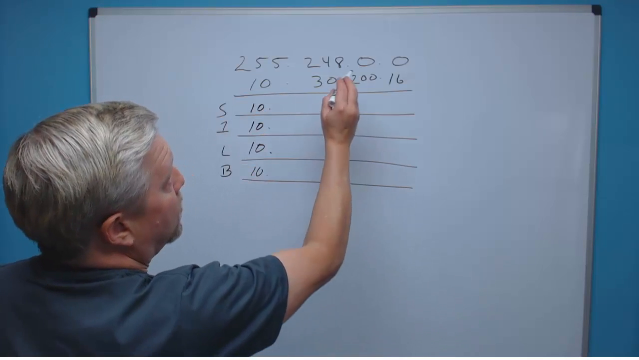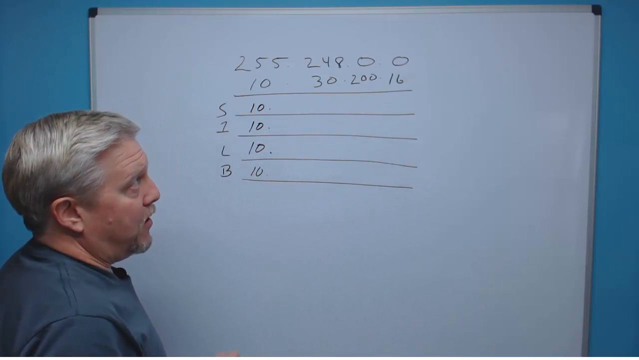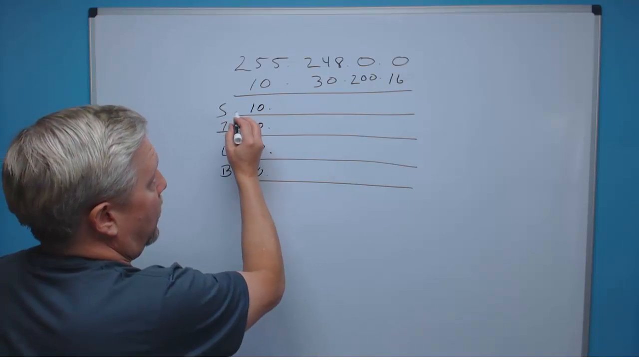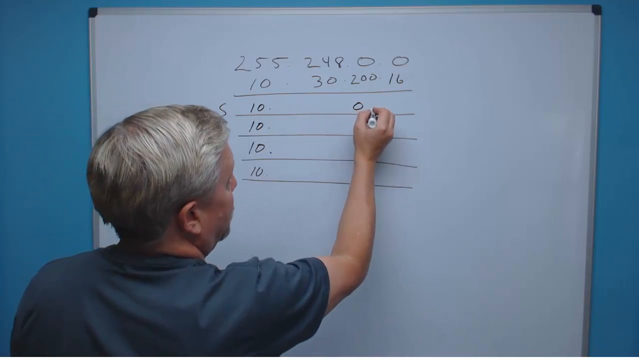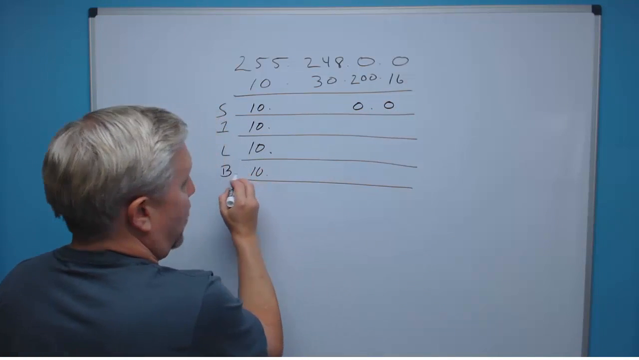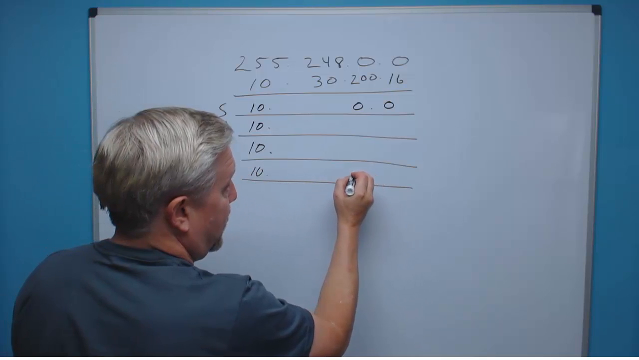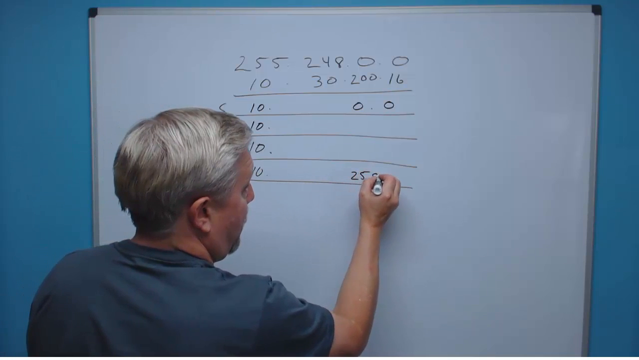Okay, moving to the last 2 octets in the subnet mask, which are zeros. On the subnet side, just bring down the zeros. And on the broadcast address side, just bring down 255.